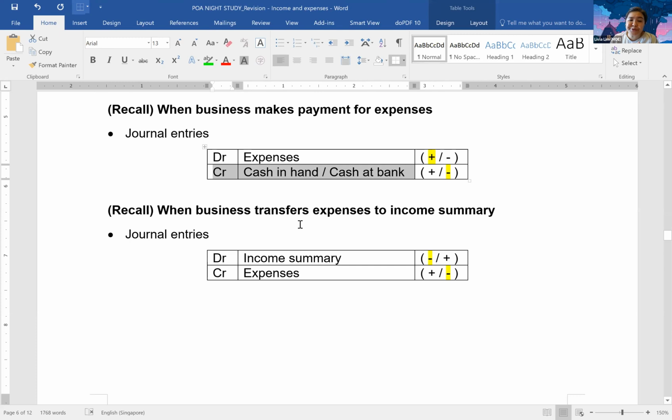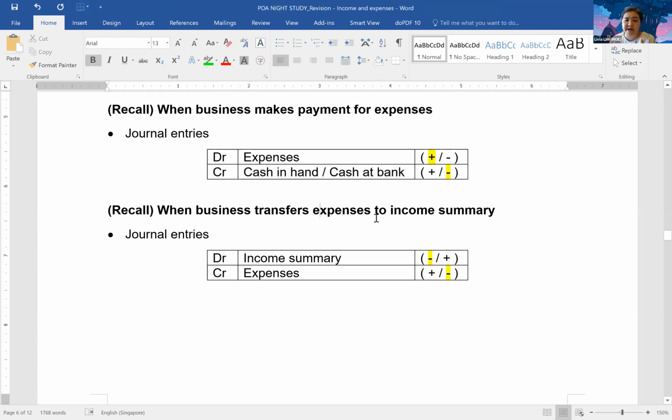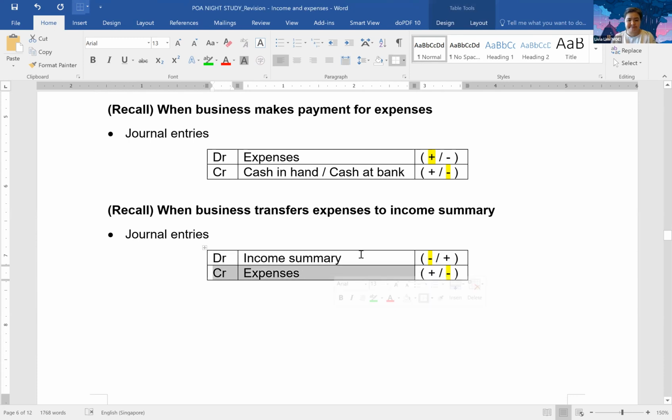Now, when you transfer your expenses to income summary, again, remember, you are taking out the amount from your expense and you are putting it into your income summary. All right, so what you need to do is you need to credit expenses. You minus away your expense. You take out from your expense and you put it into your income summary.